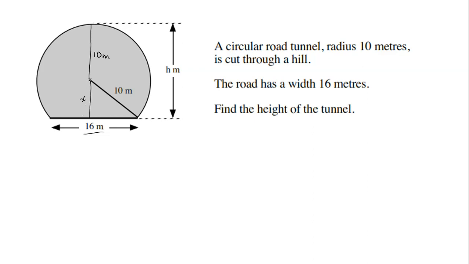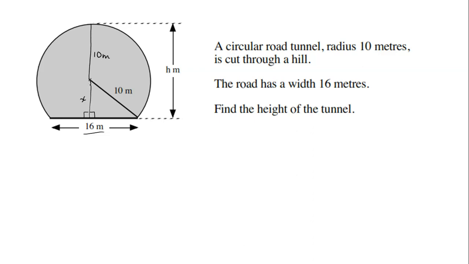Now instantly when I've drawn that line, I'm able to recognise that the road itself, even though we can't see it, is cutting off a part of the circle. So the road itself is a chord. And the line that we've marked as x has now become a perpendicular bisector. And what I've got as a result of that is a right angled triangle.